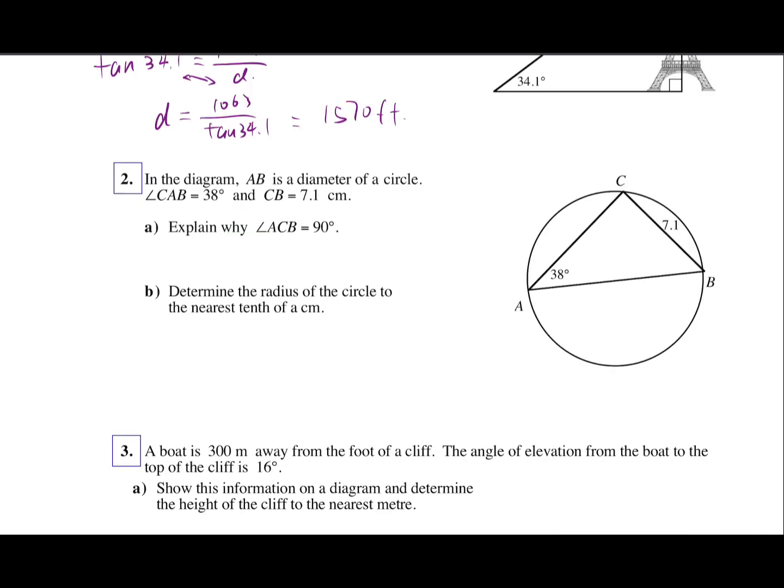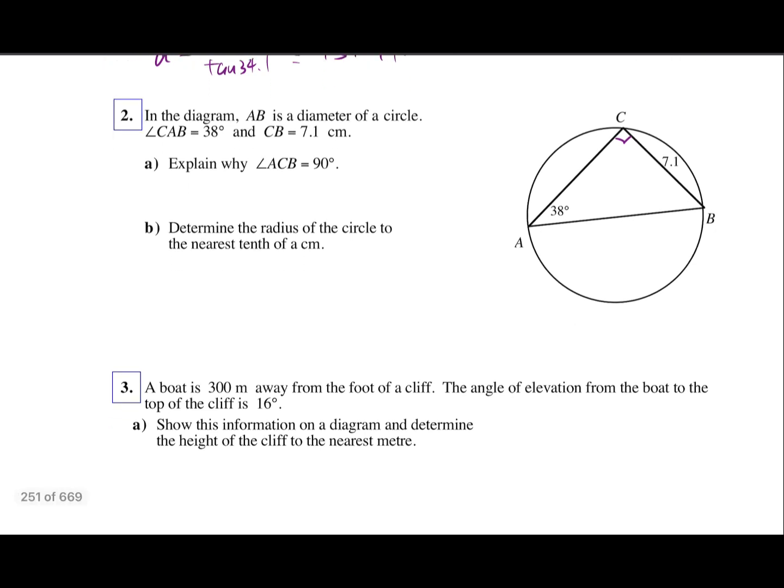Okay, for number 2, AB is the diameter. So this is a right angle, and ABC is a right triangle. You need to know this one, okay? For B, we need to find the radius. For the radius, we need to find AB first, and then half of AB is the radius. So we can use sine 38, which is 7.1 divided by AB.